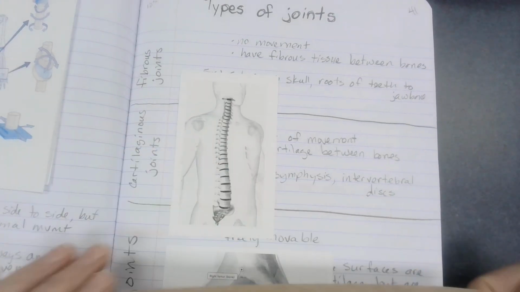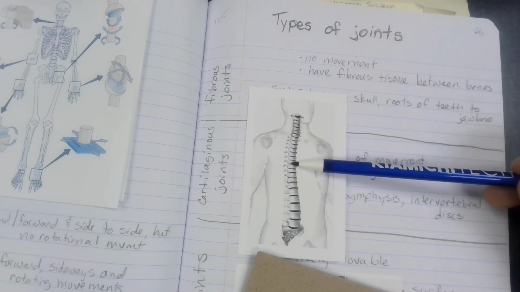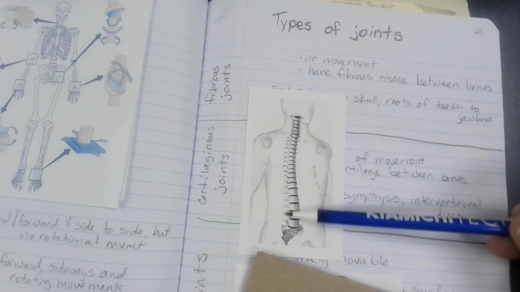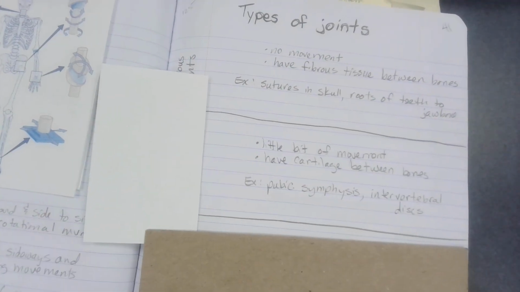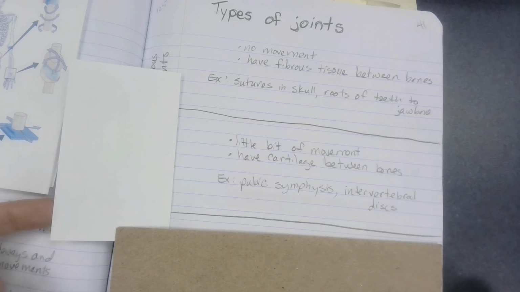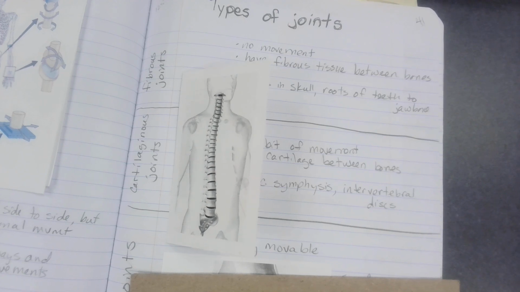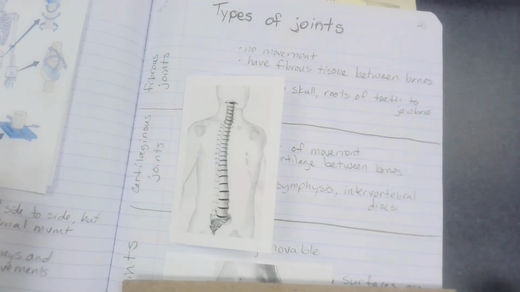Intervertebral discs. So in our vertebrae, in between each of those, there is cartilage. And so we do have some movement of our spine. So cartilaginous joints have a little bit of movement, have cartilage between the bones. Examples are the pubic symphysis and intervertebral discs. And that's our example of cartilaginous joints.